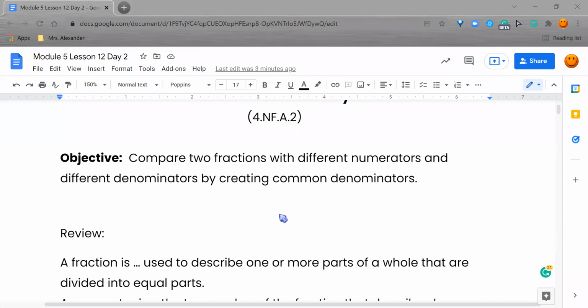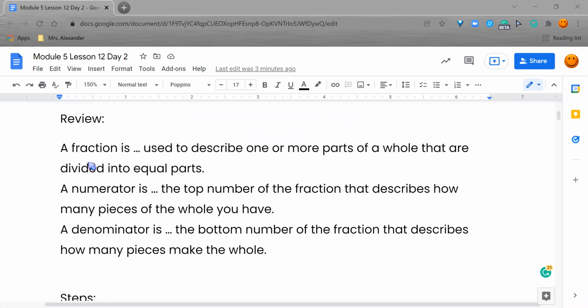That's really important. Again, we're going to review what is a fraction. Remember, it's one or more parts of a whole that divide into equal parts. Numerator is the top number, and this describes how many pieces of the whole you have. And the denominator is the bottom number of the fraction that describes how many pieces make the whole.